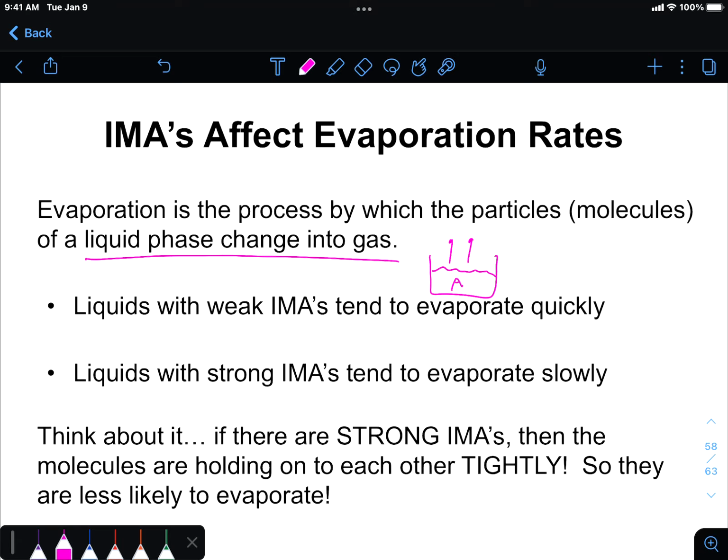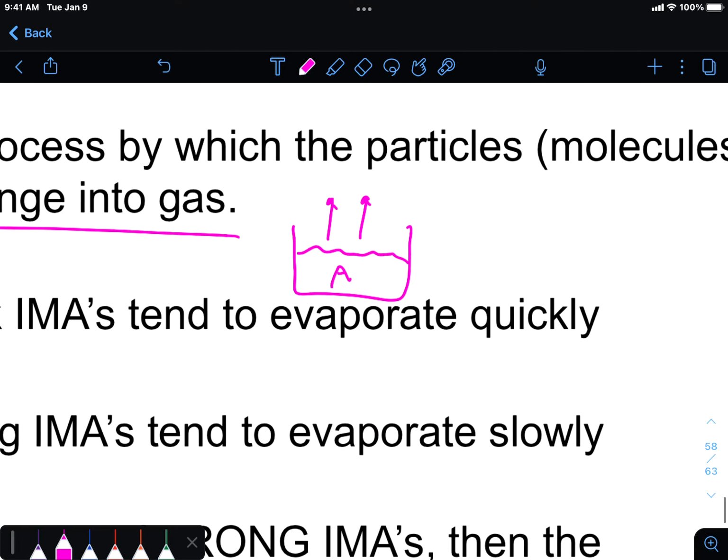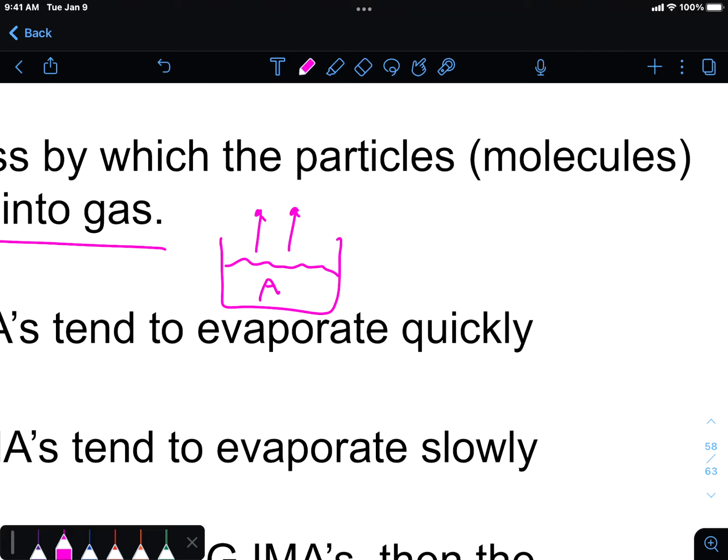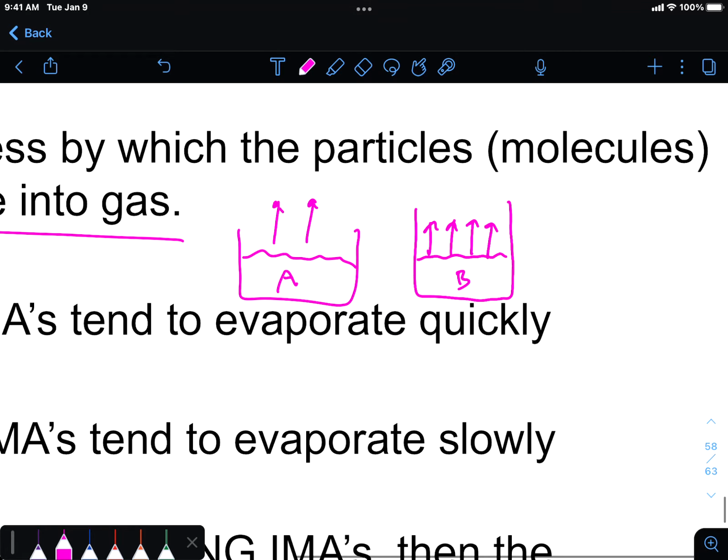So here's liquid A, and these little arrows represent how much evaporation is happening. And then here's another liquid. We'll call it liquid B. And there's more evaporation happening. When you have different liquids, if there's more evaporation happening, it's because the molecules are not holding on to each other as strongly, which means they have weaker intermolecular forces. That's why they're able to leave.